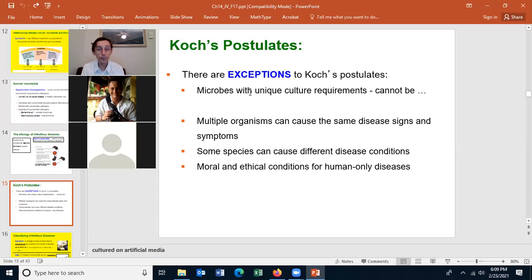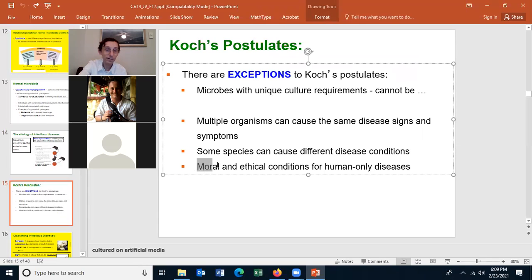And then what do you do for moral and ethical conditions for human-only disease? Like, we think that HIV causes AIDS, but have we ever injected HIV into a patient to determine if they later get AIDS? No, we have not done that for moral and ethical reasons. Okay?